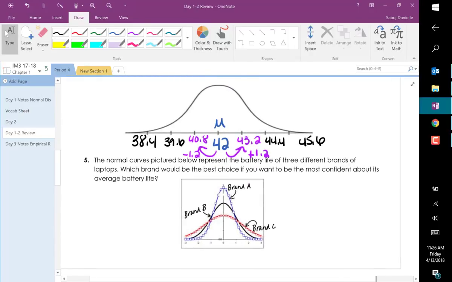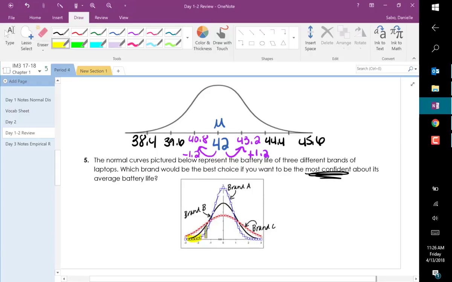And the very last one, which is very, very easy, but you really need to know this because this is the third time you're seeing this just in the past 2 days. That means it's very important because there's something going to be like this that you're going to be assessed on. The normal curve pictured below represents the battery life of 3 different brands of laptops. Which brand would be the best choice if you want to be the most confident about the average life? Brand B. Not brand B. C. It's A, and here's why.